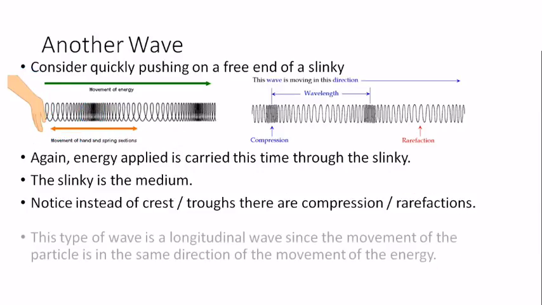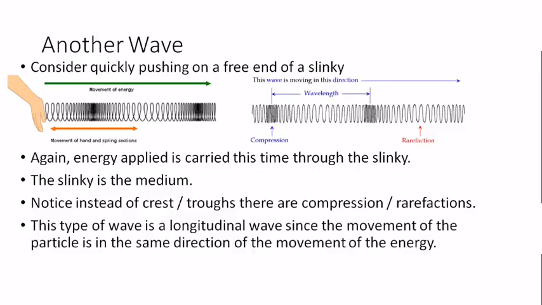And let's see a picture here. We have the wavelength, just like the wavelength before, which we took from trough to trough. We can take a wavelength of this sort of longitudinal wave by going from compression to compression, or rarefaction to rarefaction. Make sure I pronounce that right. That's just like the middle of where it's the least dense.